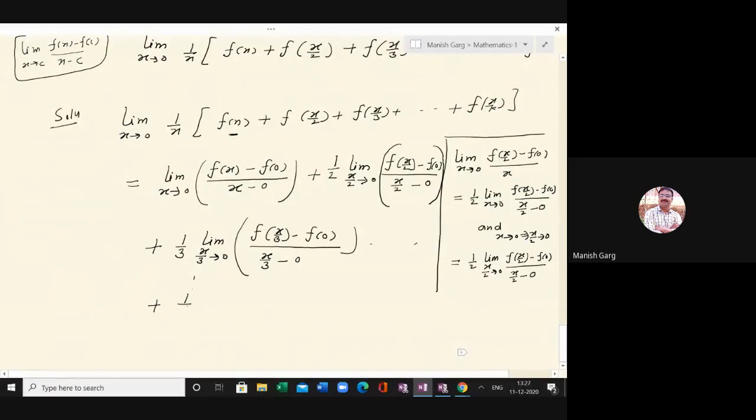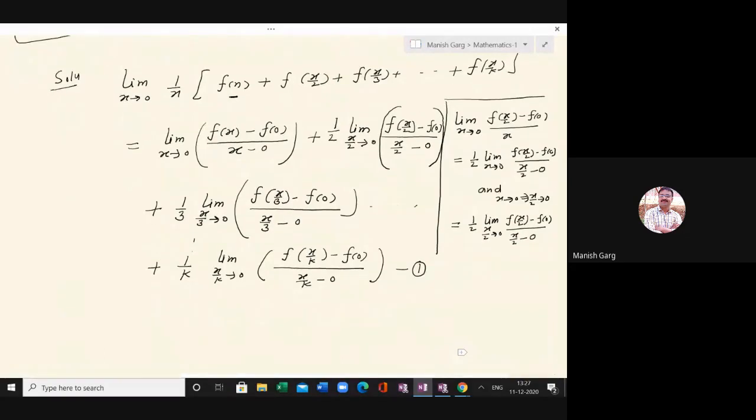Finally, this will be 1 by k for the last term: limit x by k tends to 0 of f x by k minus f0 over x by k minus 0. If anybody has doubt, ask me in this expression. This is important, otherwise there is nothing in the question.